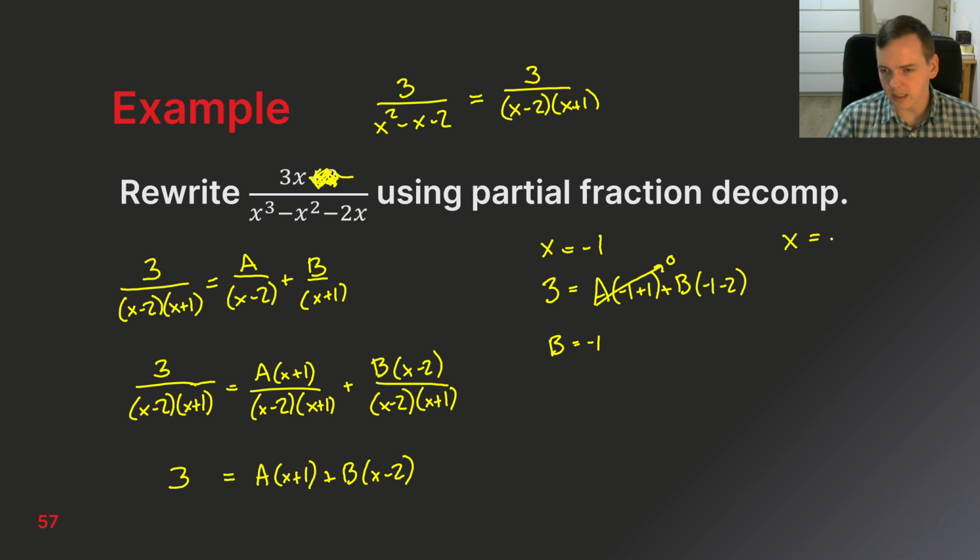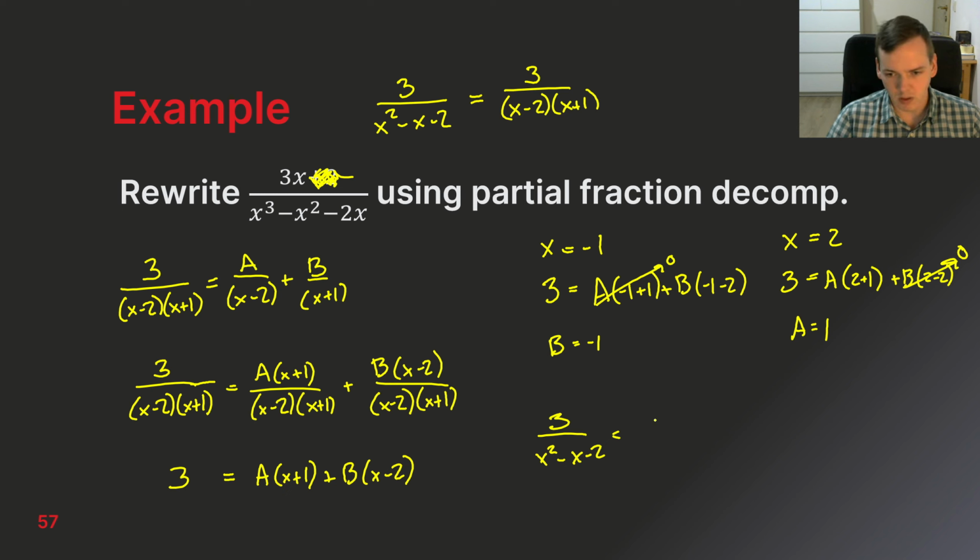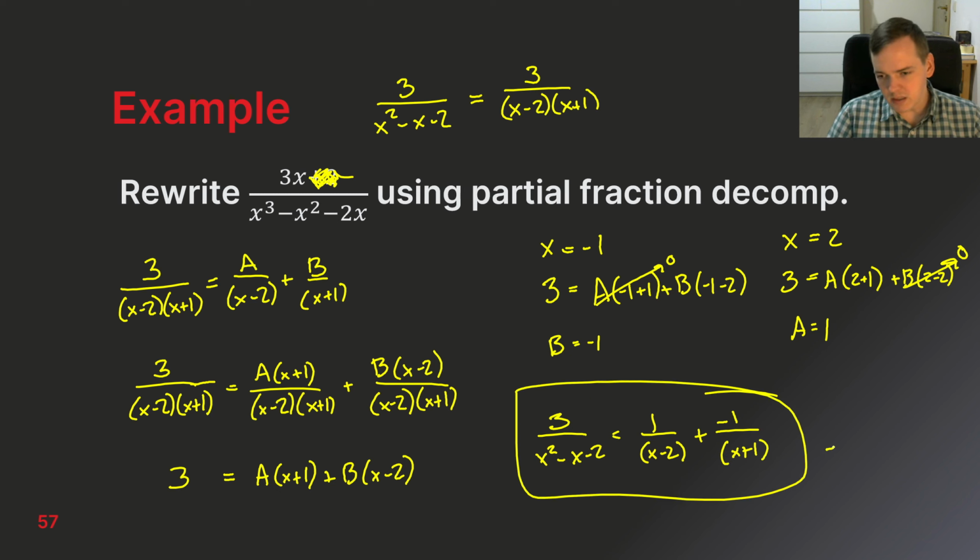Similarly, I can pick x is equal to 2, and then I get 3 is equal to a times 2 plus 1 plus b times 2 minus 2. That second term goes to 0, and I get a is equal to 1. So what that means is that 3 over x squared minus x minus 2 is equal to 1 divided by x minus 2 plus -1 divided by x plus 1. And this is also then equal to what we had written up here originally.